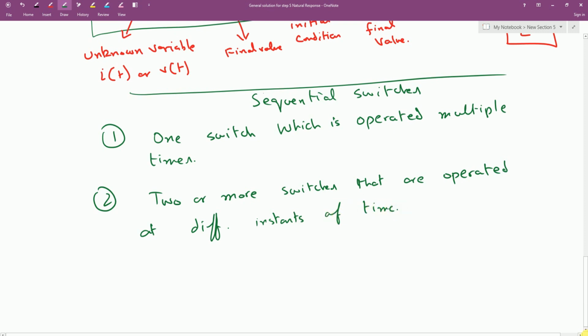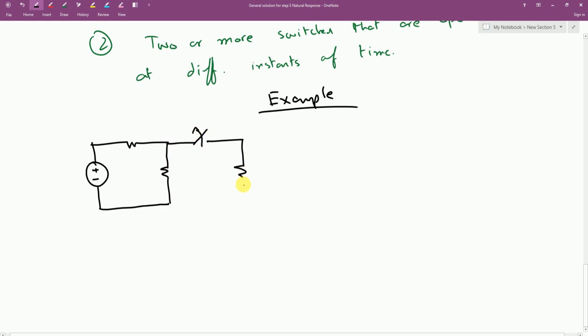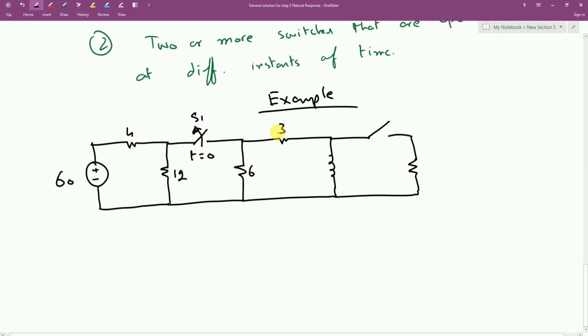So for example, suppose that we have this circuit with two switches. The first one is switch number 1. We turn this on, but we turn this off at t equal to 0. We have another switch which will be turned off from the circuit at time t equal to 35 milliseconds. So there is a delay of 35 milliseconds between the two switches, and hence this is a very good example of a sequential switching circuit.